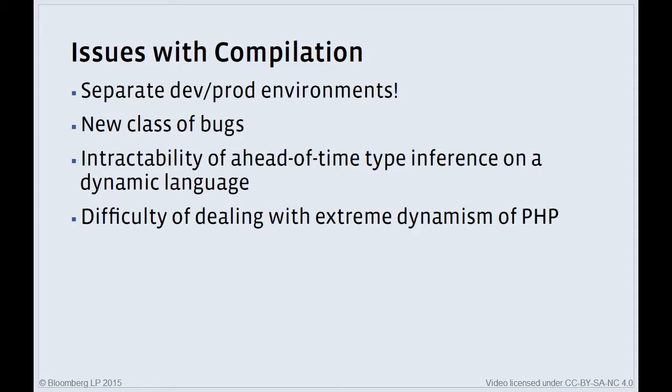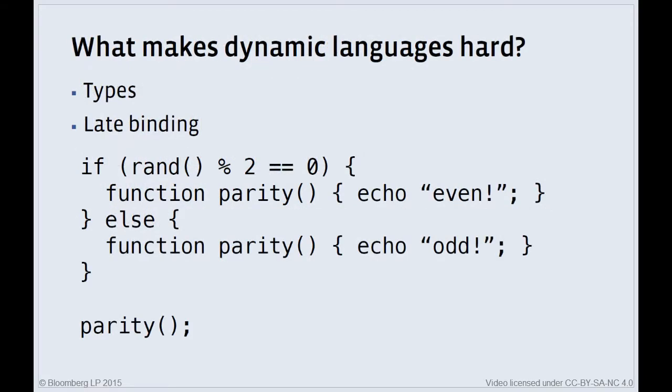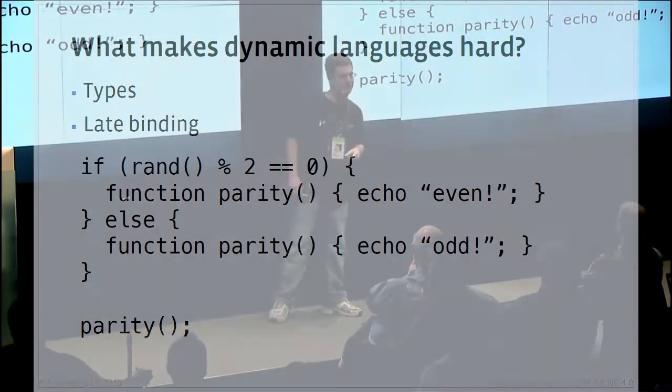And I believe, yeah, I have an example of that. So this is the sort of thing that you can do in PHP. This is a pretty absurd example. It's for illustration on a slide. It is occasionally useful to do stuff like this, though. So what this does is it picks a random number. If the number is even, then it defines the function parity this way. If the number is odd, then it defines the function parity this way, and then it calls that function.